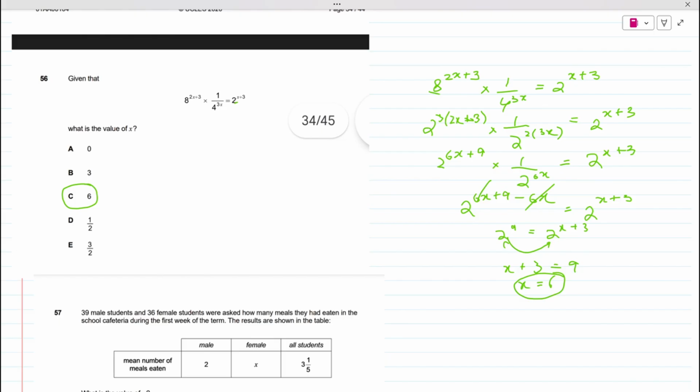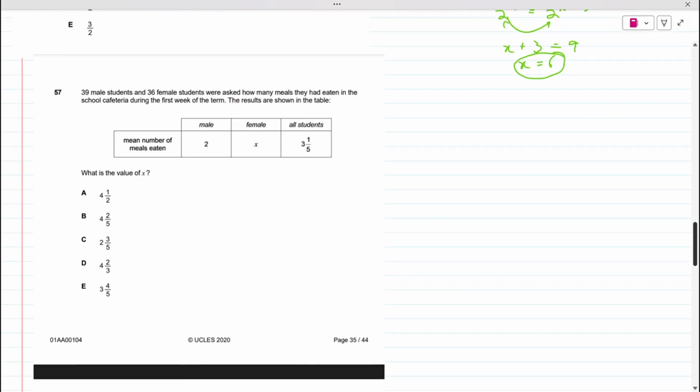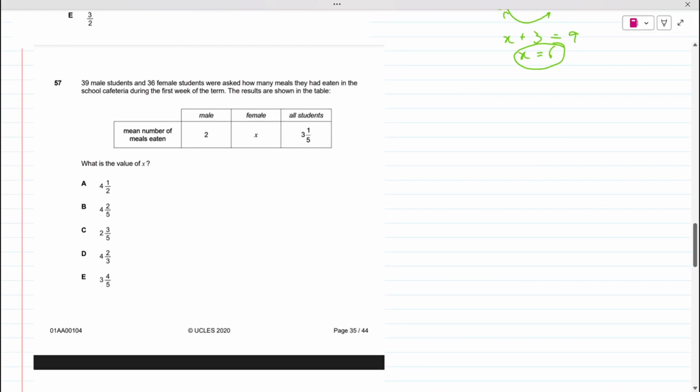Let's move towards the fifth question, which is 57th, right? So 39 male students and 36 female students were asked how many meals they had eaten in the school cafeteria during the first week of the term. The results are shown in the table. The mean number of meals eaten by males and females, and of course all the students, which means total meals eaten, is given to us. We are supposed to find the value of x, which means we are supposed to find the mean number of meals eaten by female students, right? In order to find that, initially we are supposed to find the total mean, right?